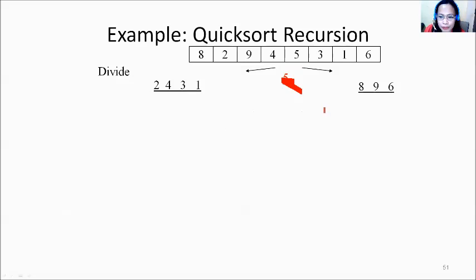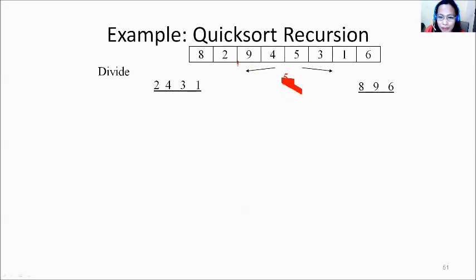Okay, next is, of course, what's the next step? What's the purpose of the pivot? You have to divide the elements into those that are less than the pivot and those that are greater than the pivot.